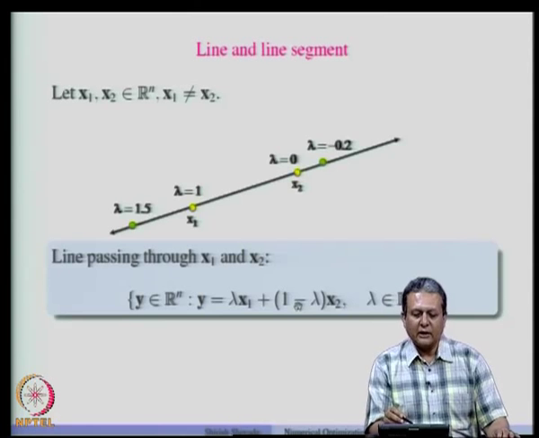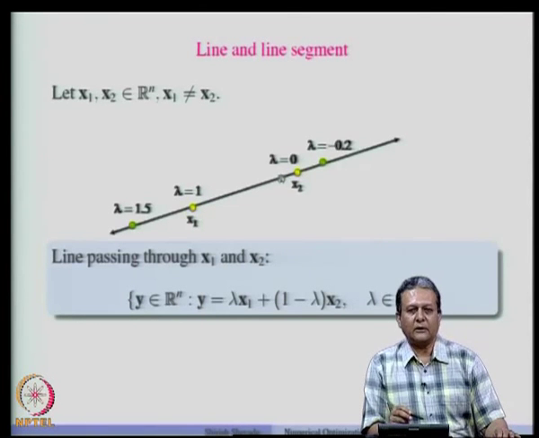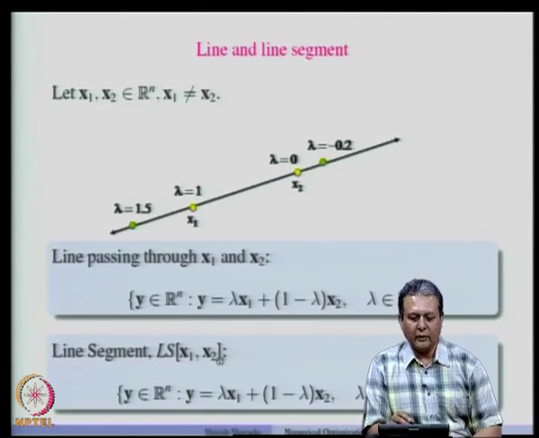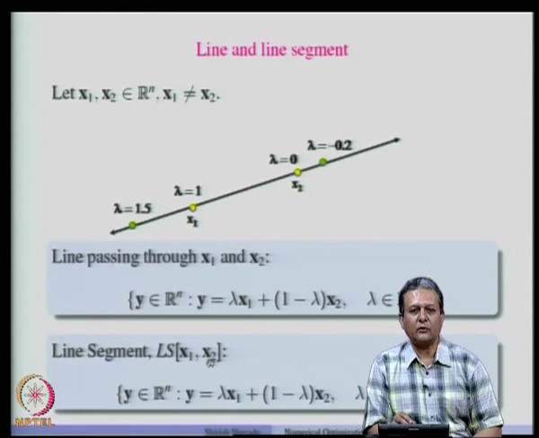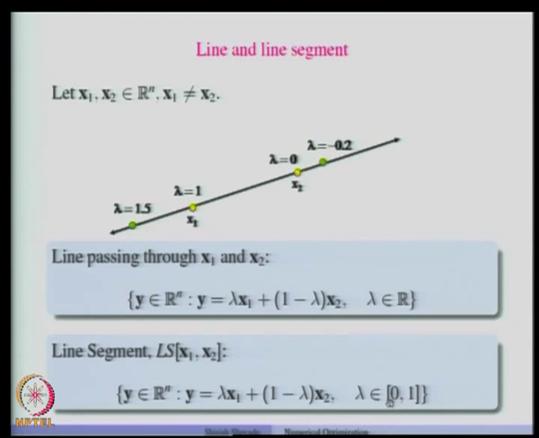Now, if we restrict ourselves only to the line segment between x1 and x2, then we will denote it as LS(x1, x2), and that can be written as y equal to lambda x1 plus (1 minus lambda) x2. Remember that lambda takes the value in the closed interval 0 to 1. So, unlike the line where lambda can take any value from the set of real numbers, when we talk about the line segment, lambda takes the value in the range 0 to 1. So, this is the line segment x1 x2 that we are talking about.